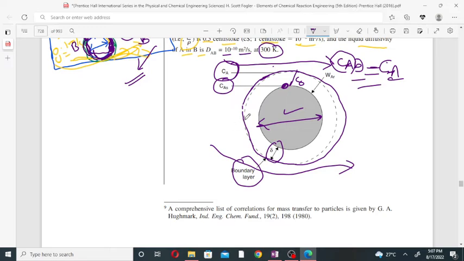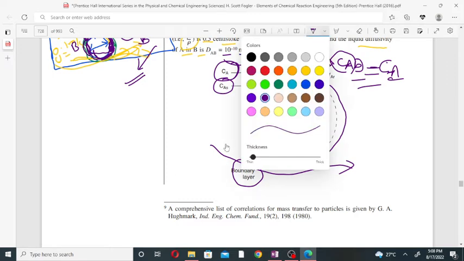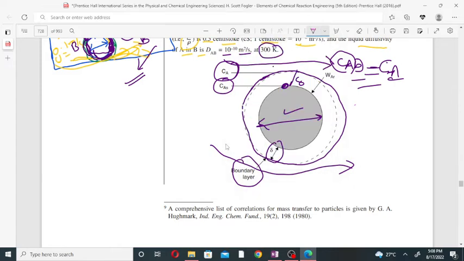Now we have to determine the radial flux of component A. The question is to determine the flux of component A in the radial direction. This is the radial direction because we are considering the radius of the catalyst particle. The flux of component A in the radial direction is denoted by WAR, and we have to determine this.